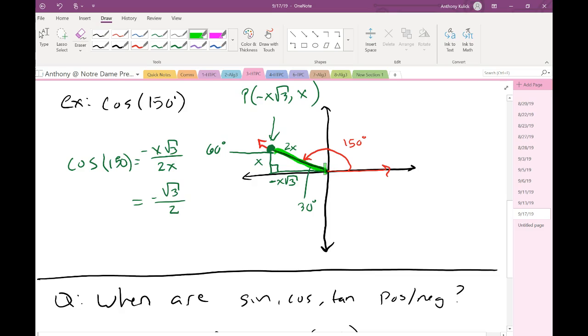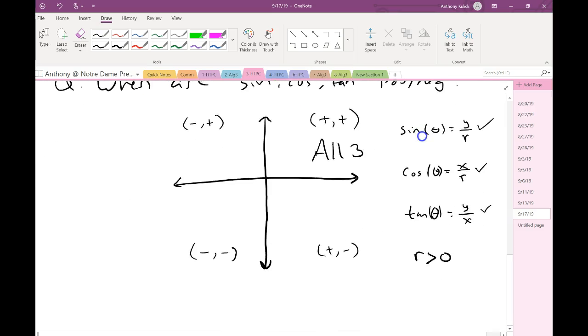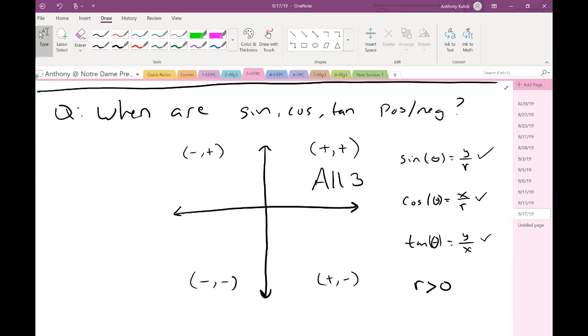It's the distance from the point to the origin. And again, since r is a distance or a length, it's always got to be a positive value.